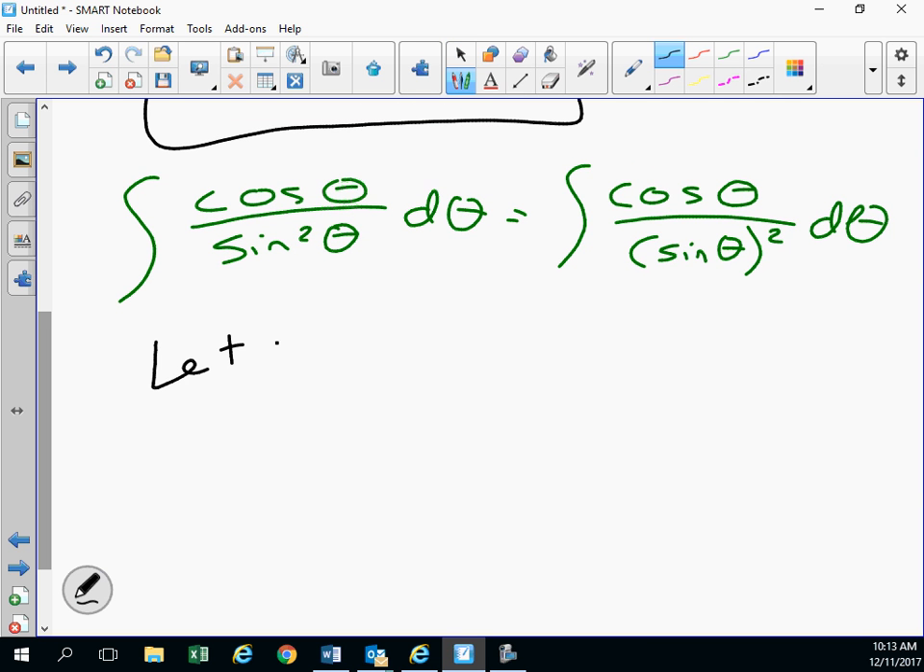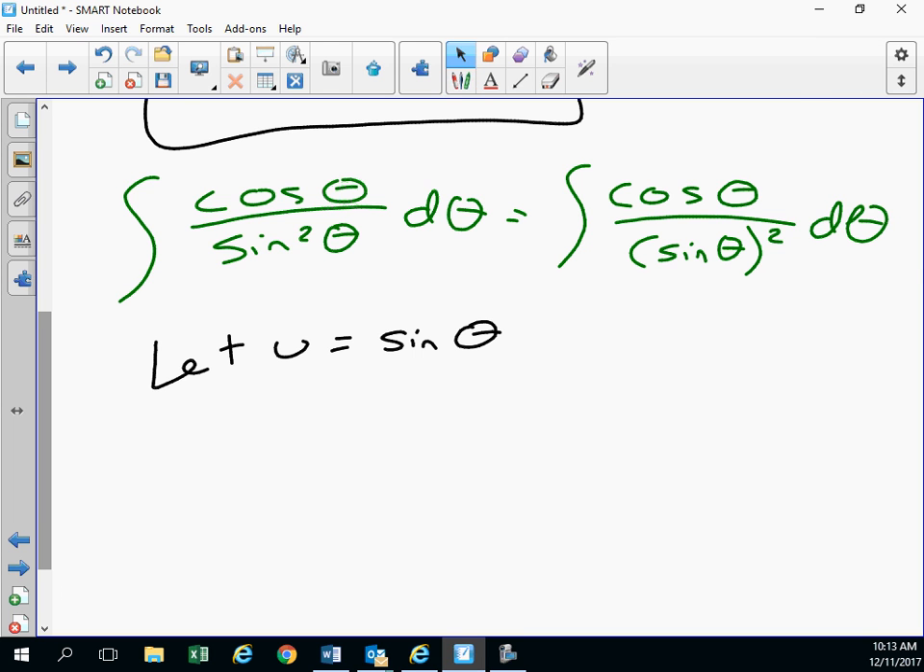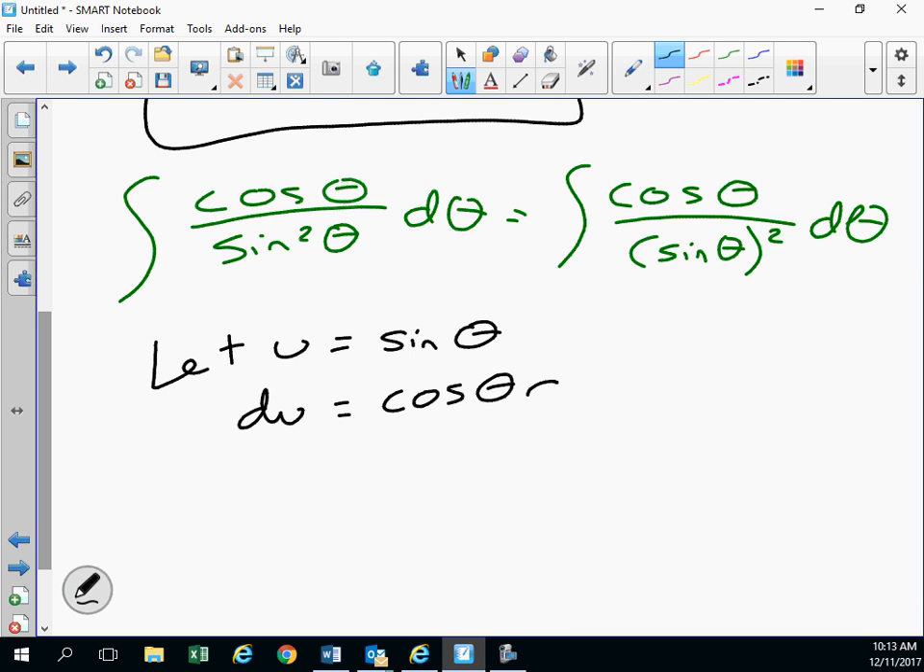So we're going to say let U equal. What am I letting U equal? Sine theta, because that's what's inside that parentheses. If that's true, then what's du? Cosine theta d theta. I have a question. Do you have cosine theta d theta?